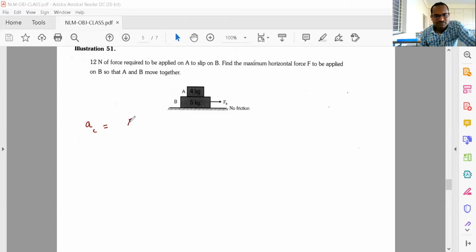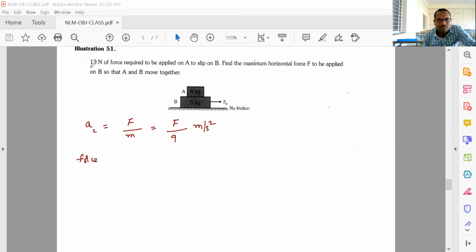Common acceleration is force applied divided by total mass. Force applied is F divided by total mass, which is 5 plus 4 is 9. So this is the common acceleration. Okay. Now find the force required.